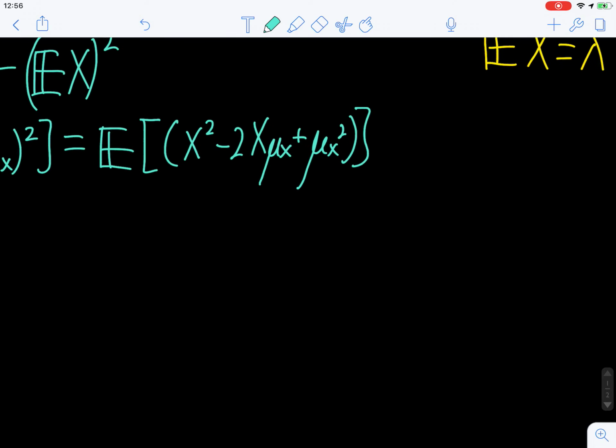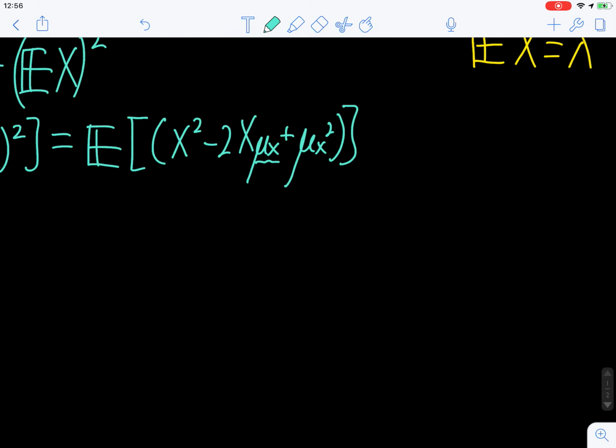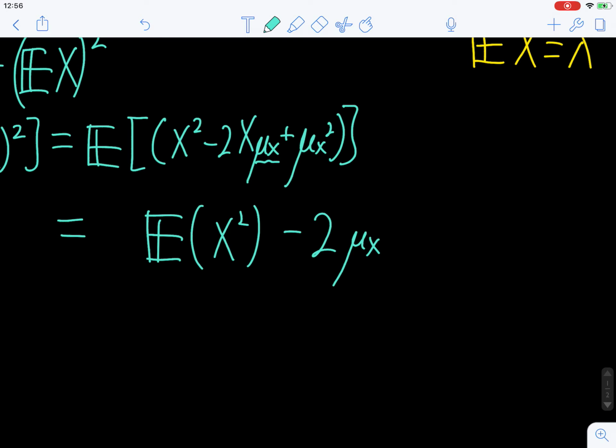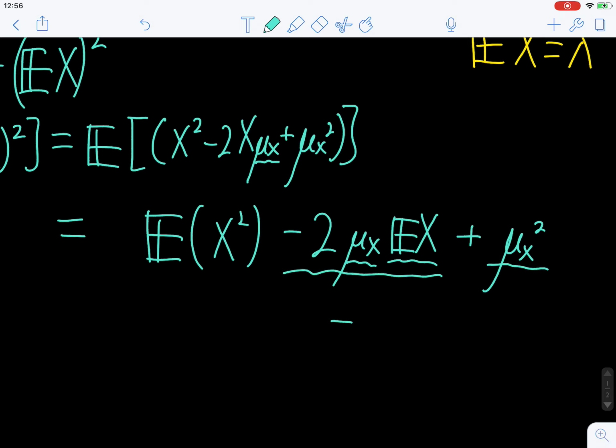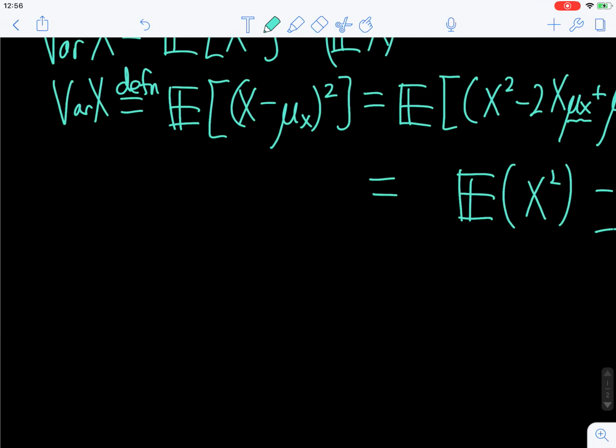And because mu x is a non-random variable, it goes outside of the expectation. Using linearity, we get expectation of x squared minus 2 mu x, and then expectation of x is equal to mu x, right? Okay, plus mu x squared. And because we have negative 2 mu x squared plus mu x squared, we get the second moment minus mu x squared, which is just the first moment squared. Okay, we're going to use this formula.